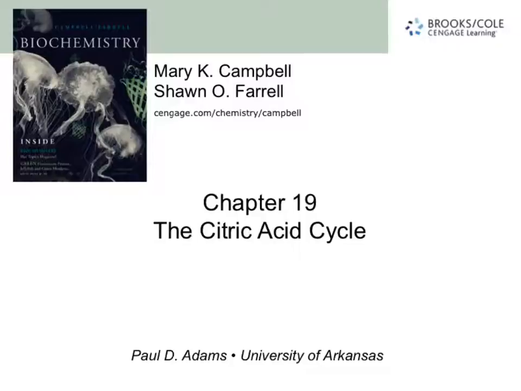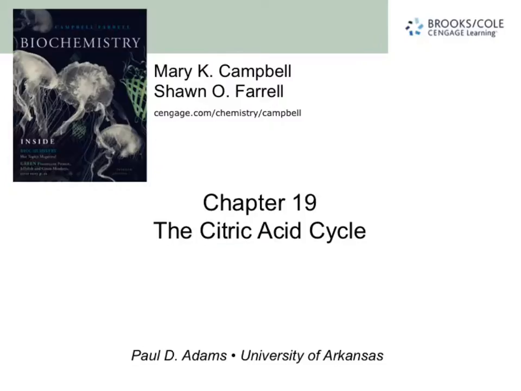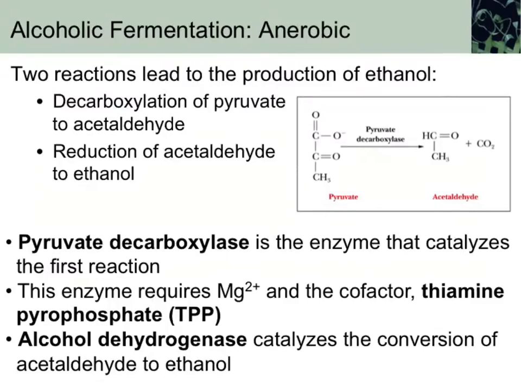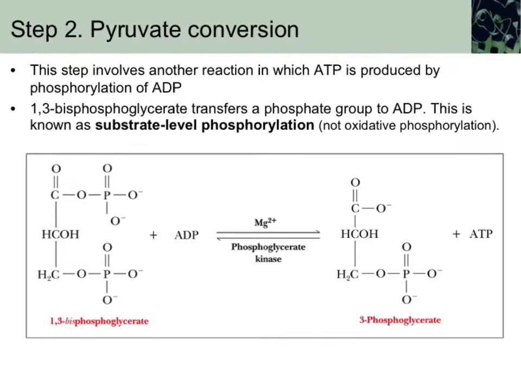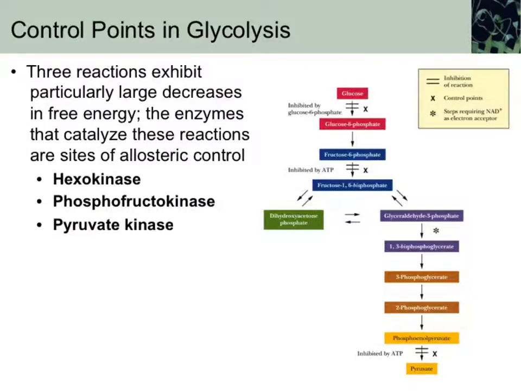Okay. So chapter 19, citric acid cycle. If we look at our glycolysis, we went through and did really 2 big things. If we look at our glycolysis, we went from glucose to fructose 1,6-bisphosphate, or glucose to glyceraldehyde. That was pretty much stage 1.